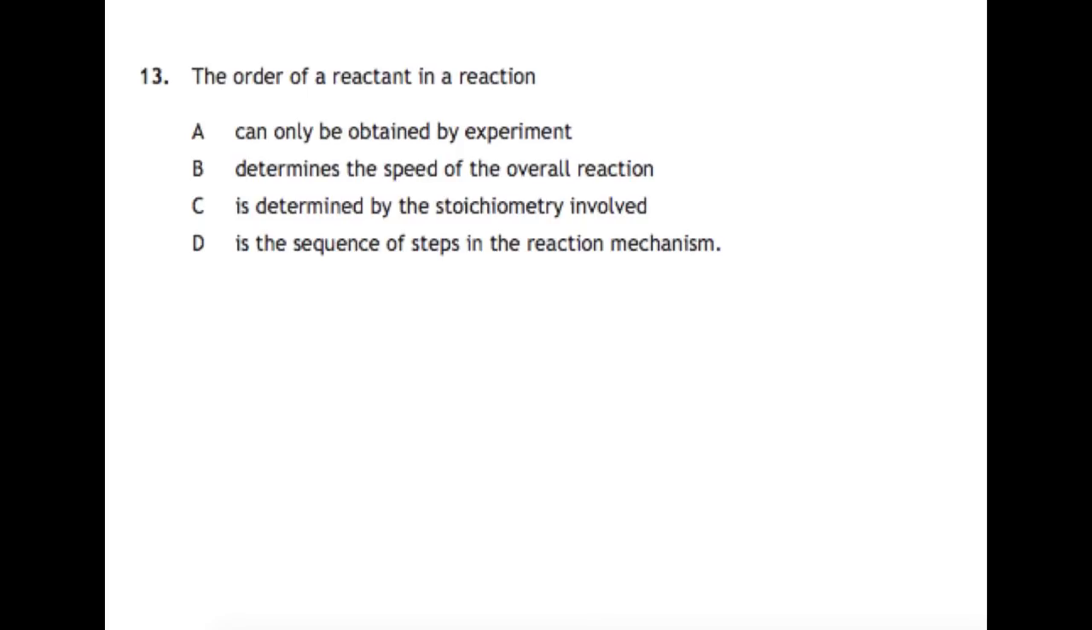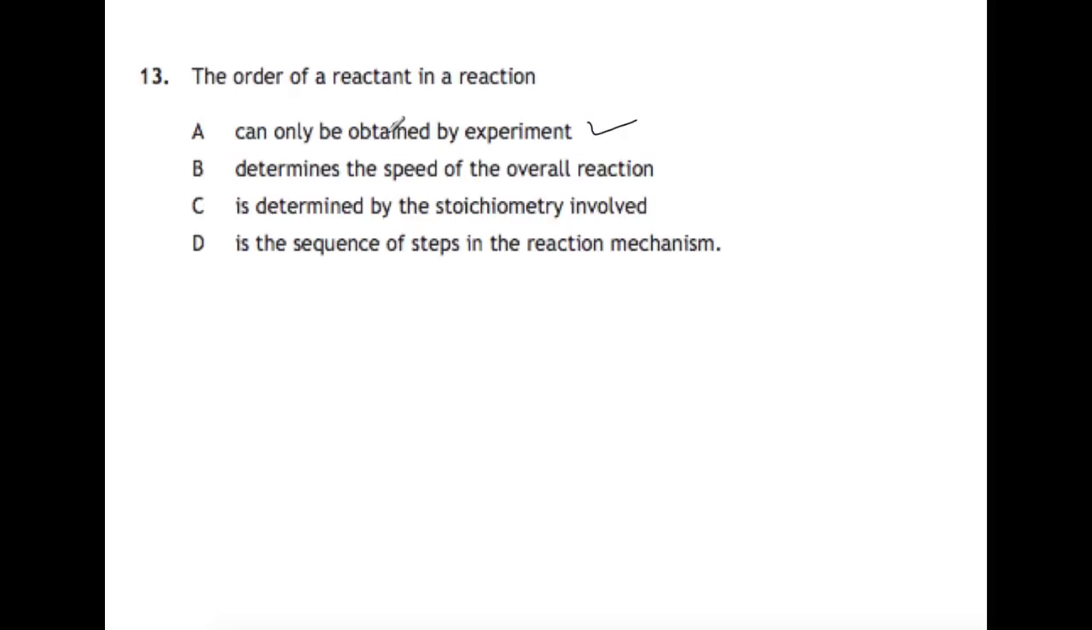Okay, this one here is about kinetics, so the order of a reactant in a reaction. We're just going to go through each of the statements. So, can only be obtained by experiments. The order of reactants, when we look at those, we look at doubling the concentration of the reactant and then what happens to the rate. You can only do that by experiment.